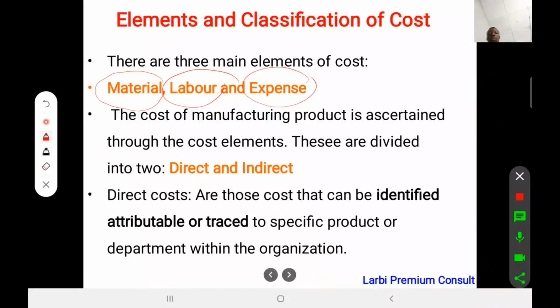So that is what we need to know when it comes to the elements and classification of cost. We have material, labor, and expense, and we can subdivide them into two as being direct and indirect. So we have direct material, indirect material, direct labor, indirect labor, and direct expense, indirect expense. As I've defined here, direct costs are those costs that can be identified, attributable, or traced to a specific product or department within the organization. That becomes a direct cost. We will get to know some examples of direct cost in relation to material, labor, and expense as we move along. So let's take note of that.